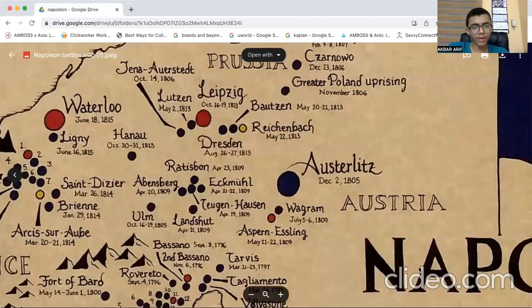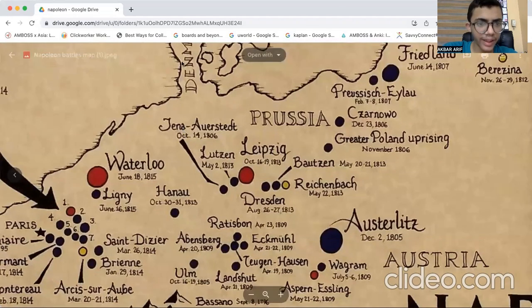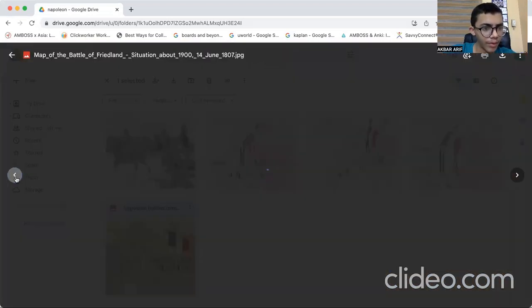And those two battles are the Battle of Jena, if I can annotate here, and the Battle of Austerlitz. So what happened in the Battle of Jena and the Battle of Austerlitz? Let's see that in a picture. This picture that I'm going to show you will explain pretty well how it all happened.